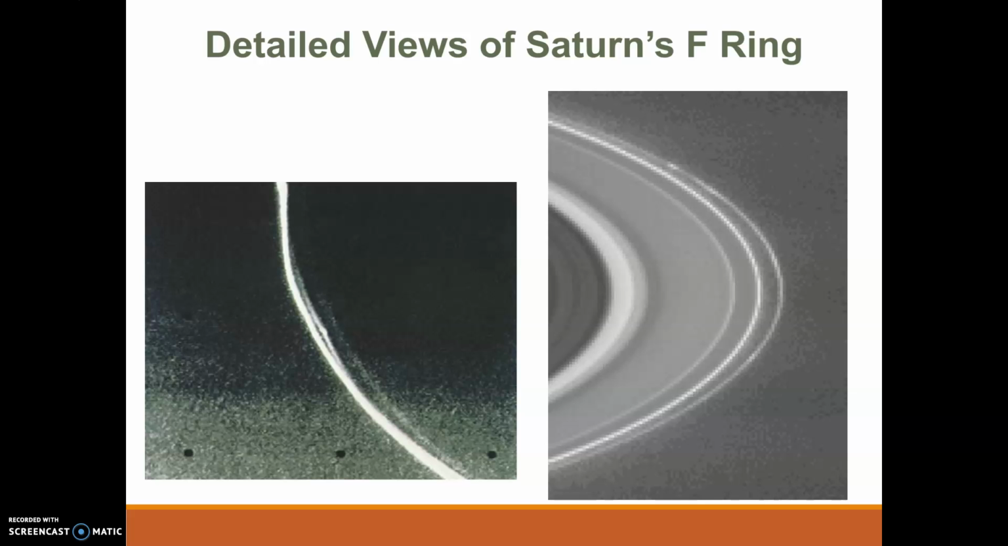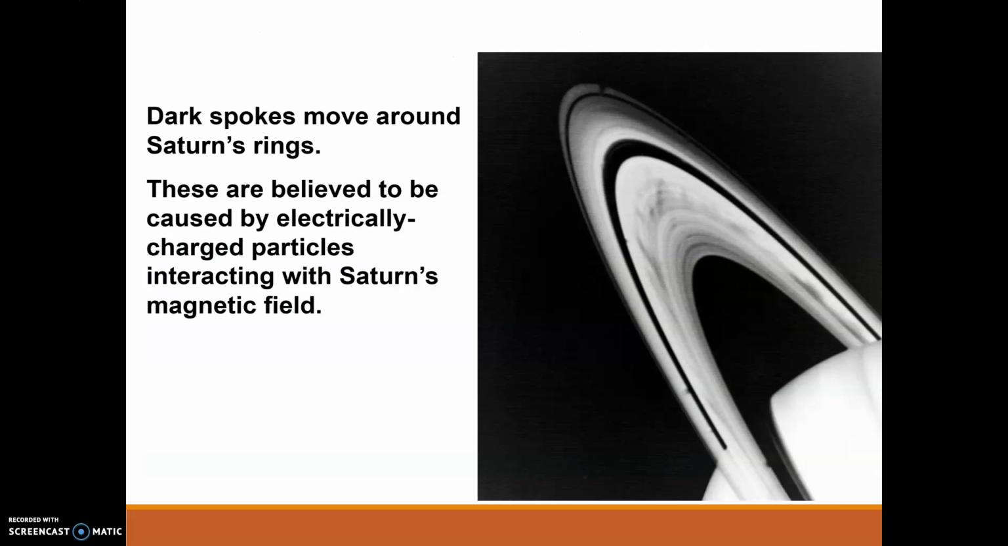We can see how it is kind of farther out, but being held together by those satellites. We also see some of these dark spots along the rings here. These are believed to be electrically charged particles interacting with Saturn's magnetic field that comes around the planet here.